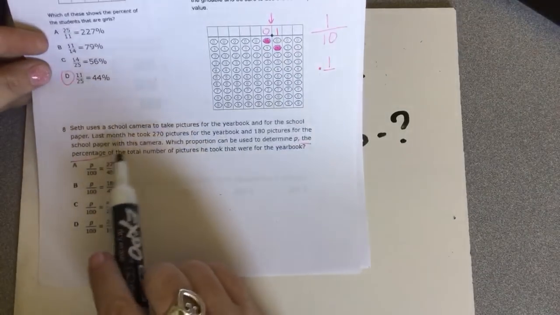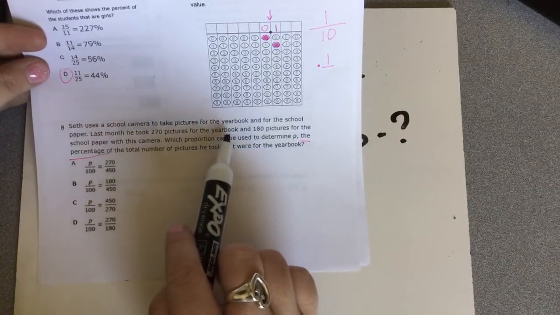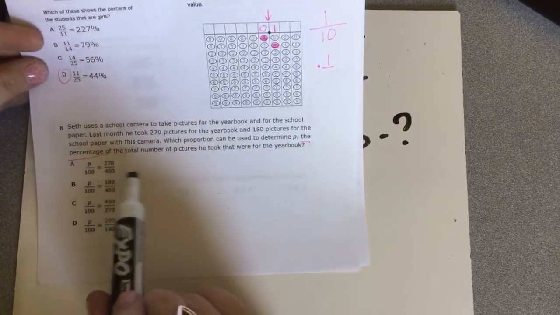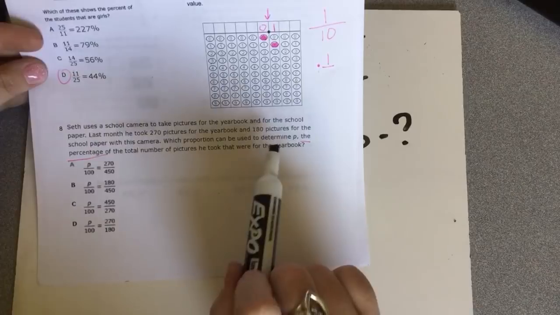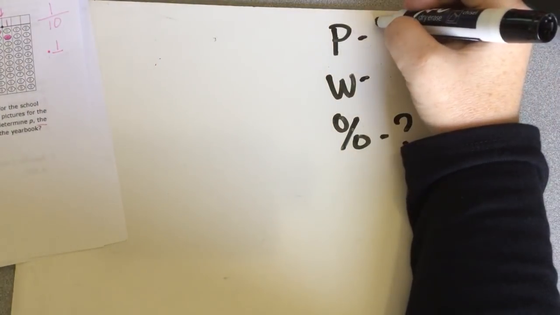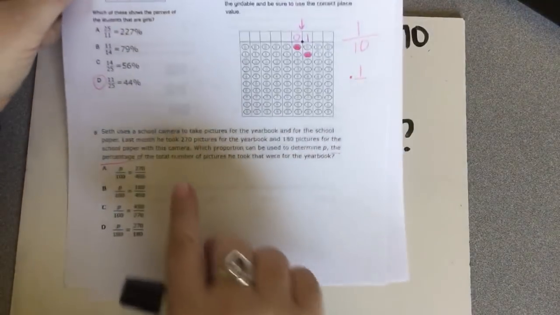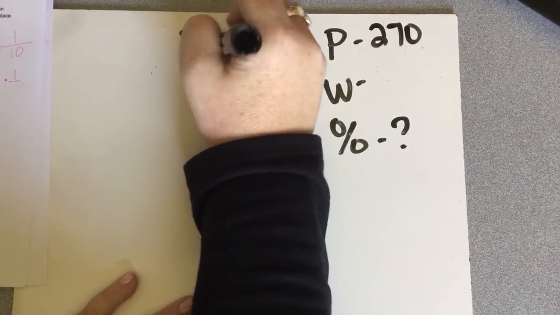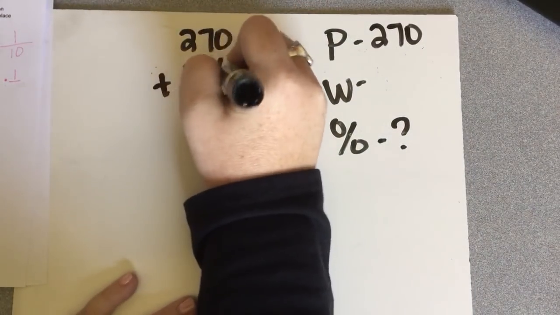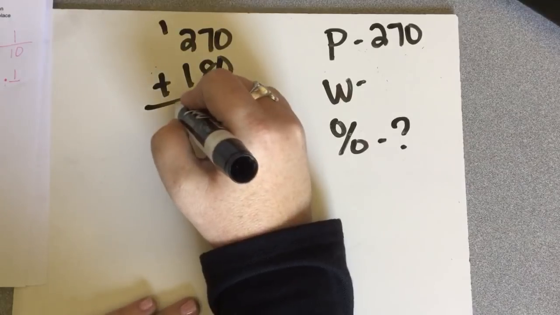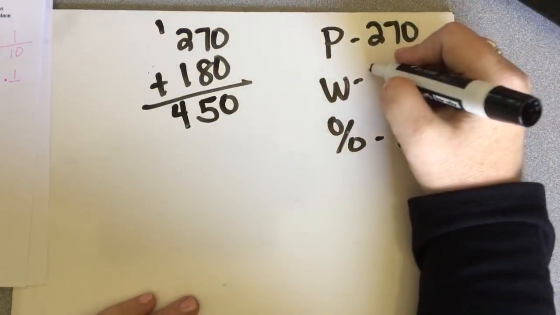Then it says that he took 270 for the yearbook and 180 for the school paper. So I know that they were asking what percent of them are for the yearbook. So my part is 270. And then my whole is going to be adding 270 plus 180. So let's do that really quickly. Okay, 0 and 0 is 0. 8 and 7 is 15. And then 2 plus 1 plus 1 is 4. So 450 is my whole.